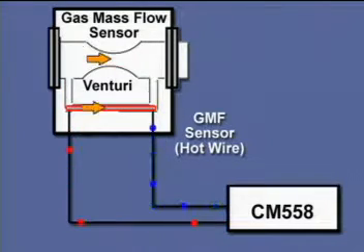The gas mass flow sensor is a hot wire sensor. The CM558 sends a current through the wire, heating the wire. The natural gas flowing over the sensor tends to cool the wire and lower its resistance. By monitoring this change, the CM558 determines the quantity of gas flowing. Positioning the sensor in the bypass passage provides less turbulent flow over the sensor and improves resolution.